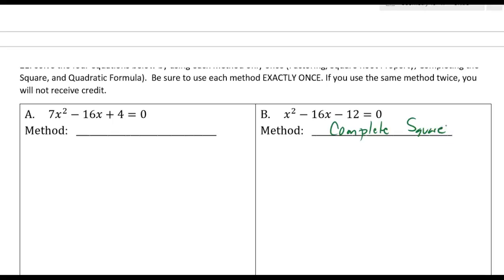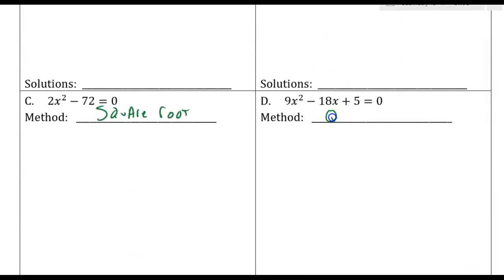And then finally, determining which one's going to be factoring or quadratic formula, A or D, you got to check the first one. I would just start by creating my x and go 7 times 4, 28, adds up to -16. Are there two numbers that fit that bill? You would find them to be -14 and -2. So here we're going to factor. And since we're going to factor here, that means our last one is going to be the quadratic formula.